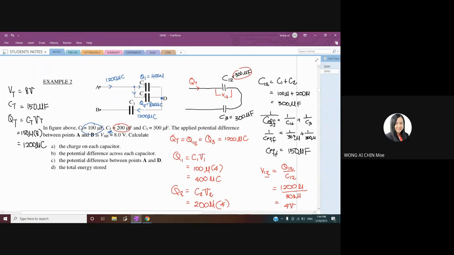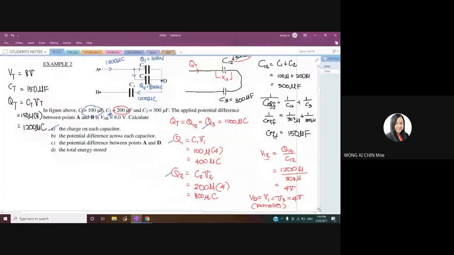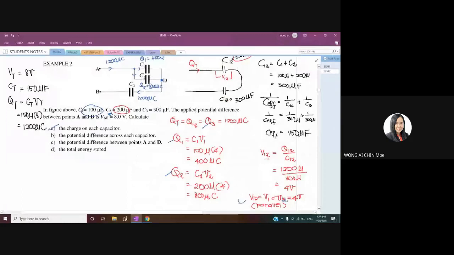Okay, so this is Q1, Q2, and also Q3. We already have Q1, Q2, and Q3. So this is the answer for A. Okay, B, the potential difference across each capacitor. Just now we already found V1 and V2, sorry, not V3, this one is V2. So we know that V1 equals V2, equals 4 volt. Now we want to find V3.